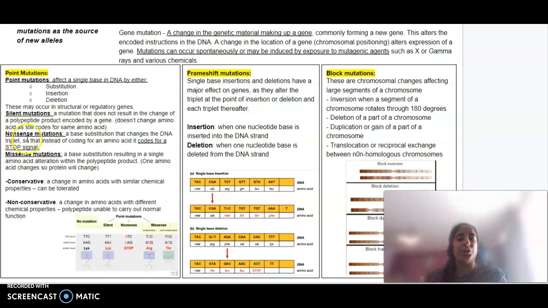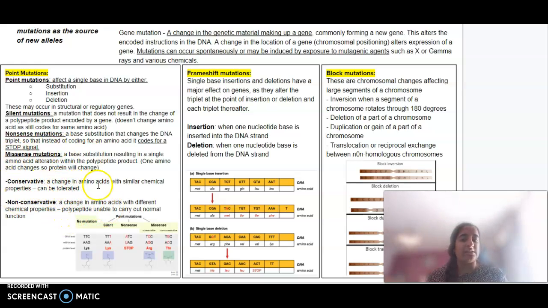We have also what we call a nonsense mutation, and that basically, instead of the DNA coding for an amino acid, is going to code for a stop codon. So that will stop that particular protein from being made. And a missense mutation is basically where the amino acid that was meant to be formed has now formed a different amino acid because of the code. And so this could be conservative or non-conservative.